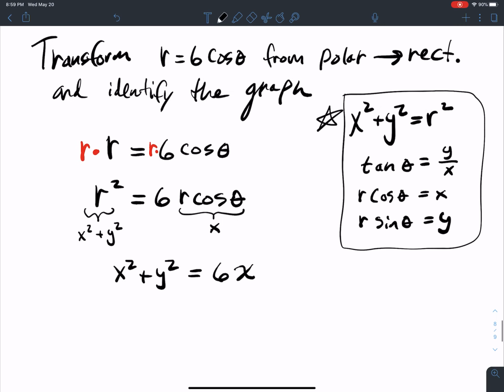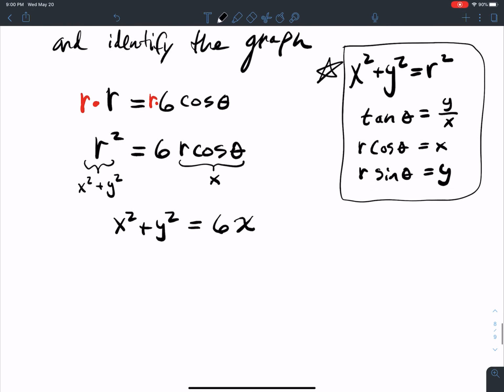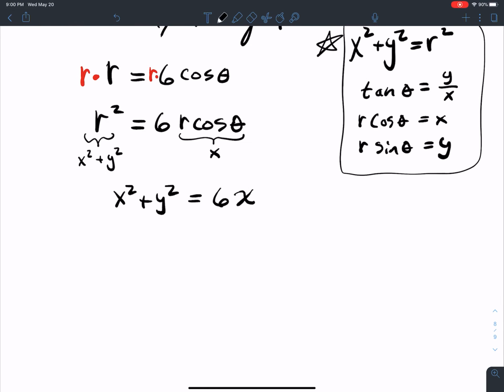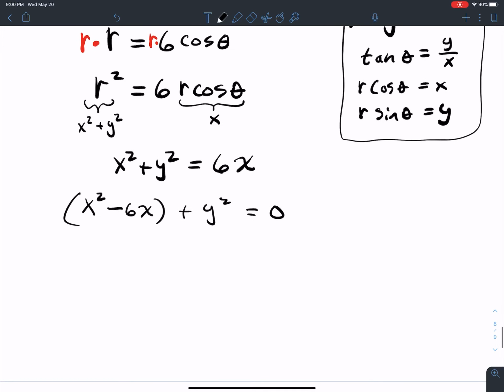This is the equation of a circle. Completing the square can put the circle into standard form, if you didn't know it was a circle. So how would you do this? I'm going to move the 6x over, so it's x squared minus 6x plus y squared equal to 0. Now, what am I going to do? I'm going to complete the square for this piece right here.